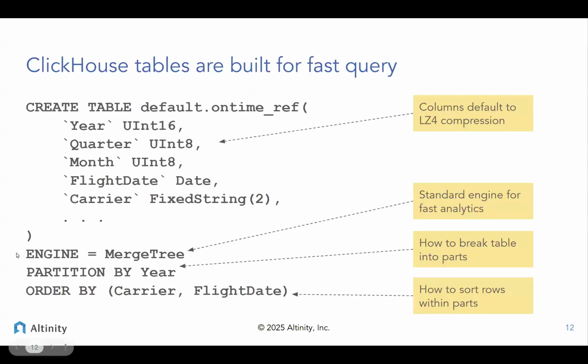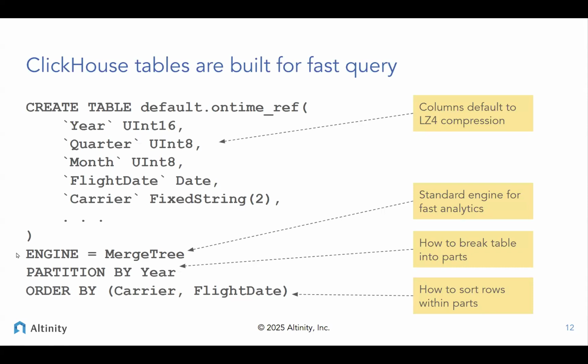So ClickHouse tables are basically built to be fast. In fact, I could make this simpler: ClickHouse is built for speed. So when you look at the tables, you're going to see visible examples of this. For example, we have this thing called ENGINE = MergeTree. That clause is saying pick the MergeTree engine. This is the standard engine. It has a bunch of variants, but it's a standard engine for high performance analytics on very large data sets.